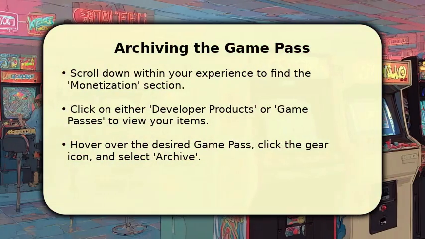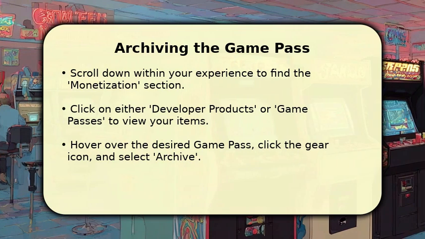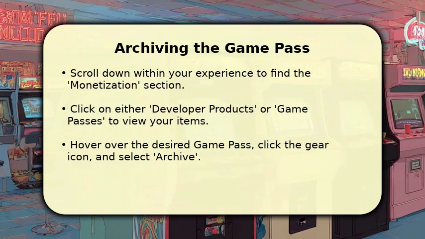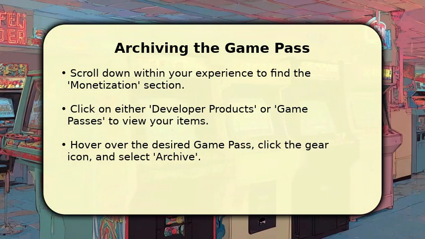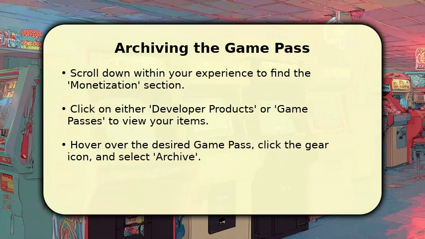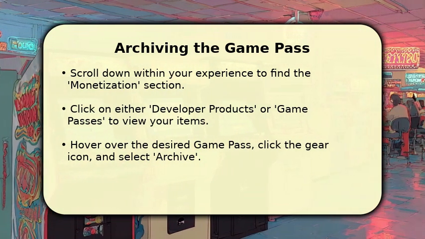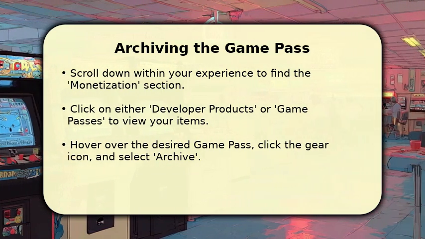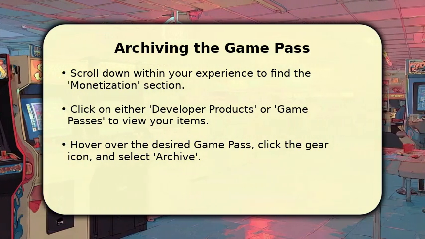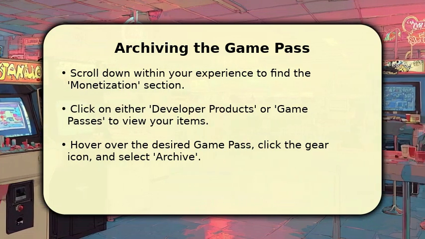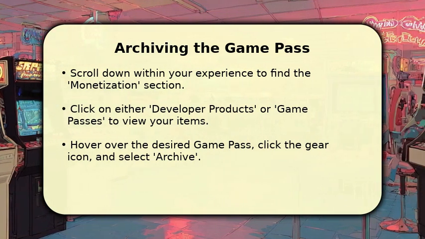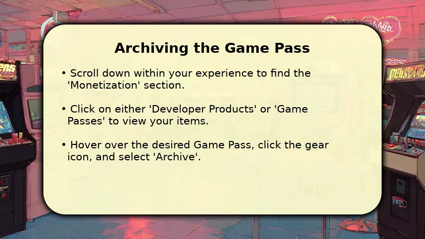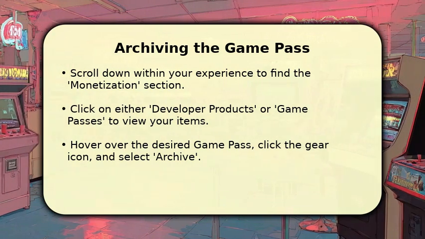Now that you are in your selected experience, scroll down to find the monetization section and then click on Developer Products or Game Passes. You will see a list of all your created game passes. Hover your mouse over the game pass you want to delete, and a gear or three-dot icon will appear. Click this icon, and then select the Archive option from the drop-down menu. This step ensures the pass is no longer active.